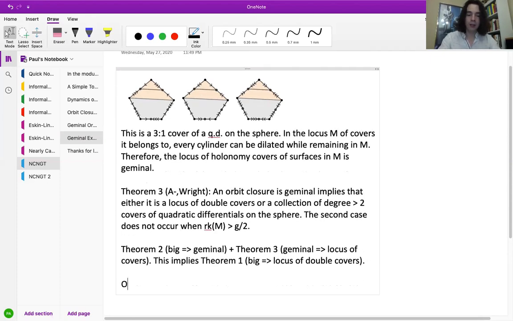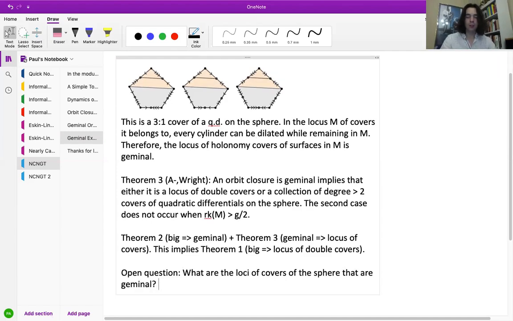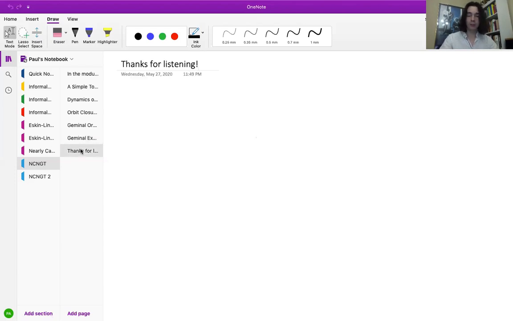And I want to end with an open question, which is related to the second question that I posed, which is, what are the loci of covers of the sphere that are geminal? That's the final question I have, and that is my time, so thank you for listening.